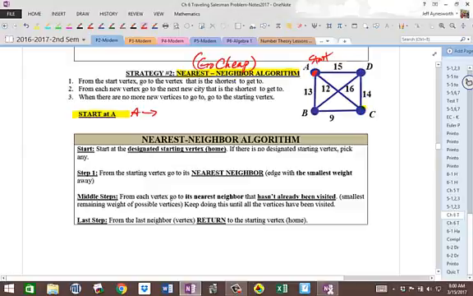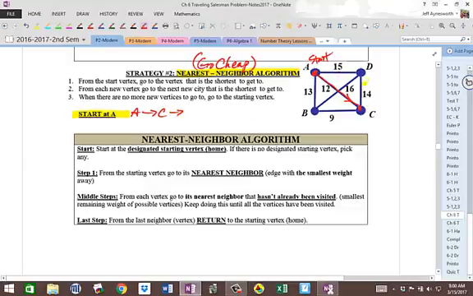If these are like 4 homes, is D closer? Is C? Is B? Well, it's pretty obvious, right? 12 is smaller than 13 and 15. So we're going to travel to C first. Why? Because it's our nearest neighbor. 12 is obviously smaller than 13 and 15. So we're going to go from A to C.